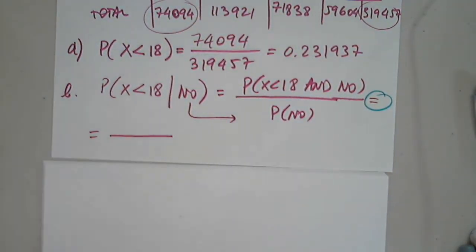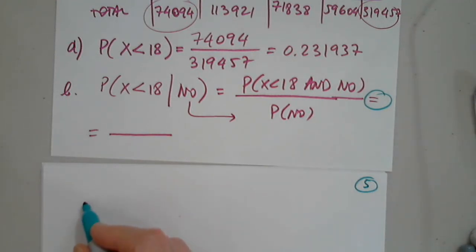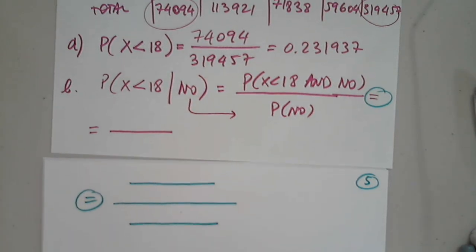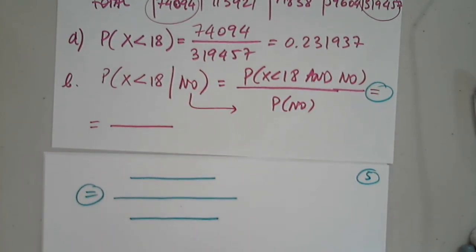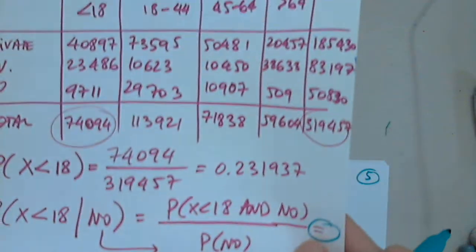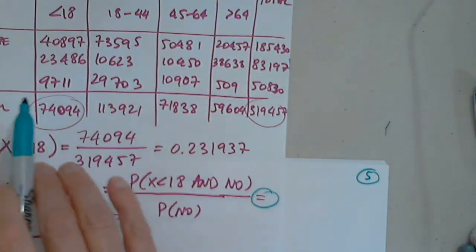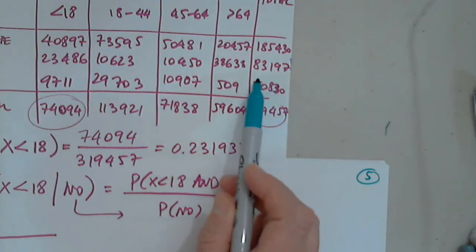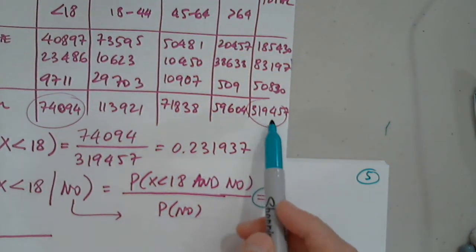Can anyone give us the probability for no? I think I know the answer. I'm going to take a guess. So is it 9711 divided by 508? No, no is 50830 over the total.